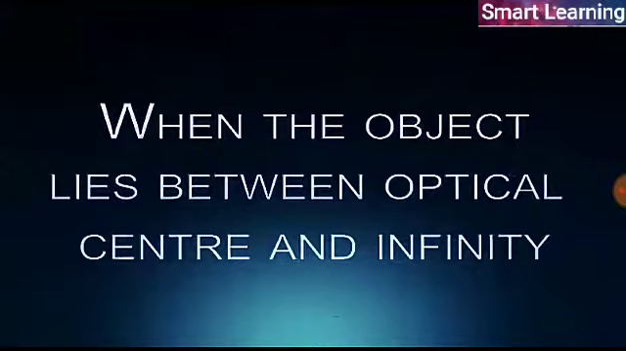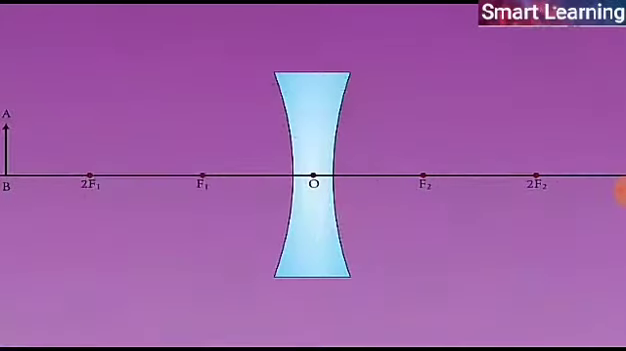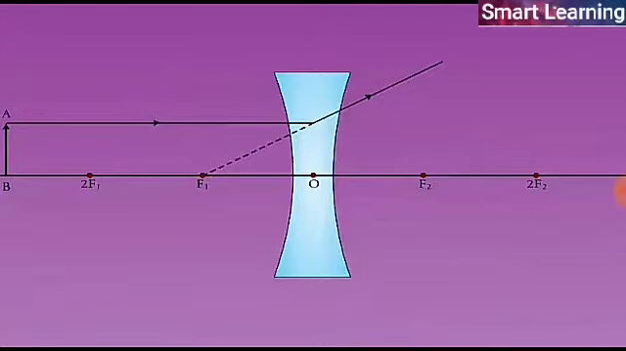The object lies between optical center and infinity. A ray of light starting from the top point of the object falls on the concave lens in a direction parallel to the principal axis of the lens. This ray diverges and on producing back, it appears to come from the principal focus located on the same side of the lens. Another ray of light starting from the same point on the object passes undeviated through the optical center. The two refracted rays intersect at A dash to form a virtual image of the object.